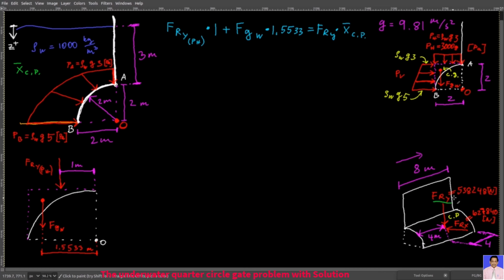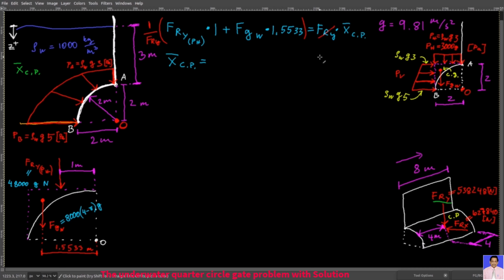I know my Fry, it's this one here. I know my FGW. We found it to be 8,000 times 4 minus pi times g, and that was in newtons. Then we found this force due to pH to be 48,000 times g newtons. And so that means that my combined X bar Cp is going to be the sum of these two products multiplied by 1 over Fry.